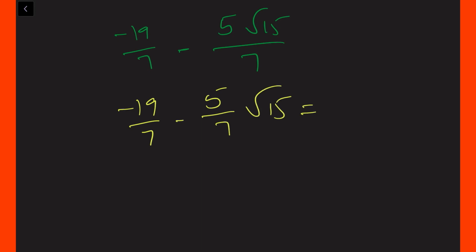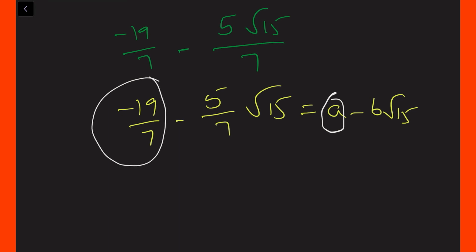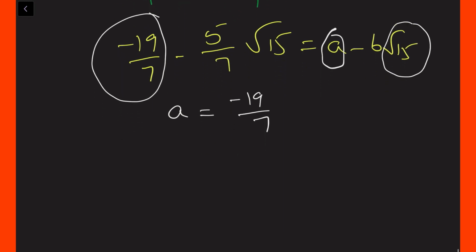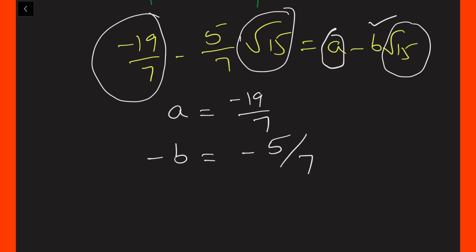Now this answer I will compare with a minus b root 15. Here a alone is there, here also alone minus 19 by 7. So a value is minus 19 by 7. Here before root 15, minus b is there; here before root 15 minus 5 by 7 is there. So minus b value is minus 5 by 7. Both the sides minus symbol will get cancelled. So b value is 5 by 7. So a value is minus 19 by 7 and b value is 5 by 7.